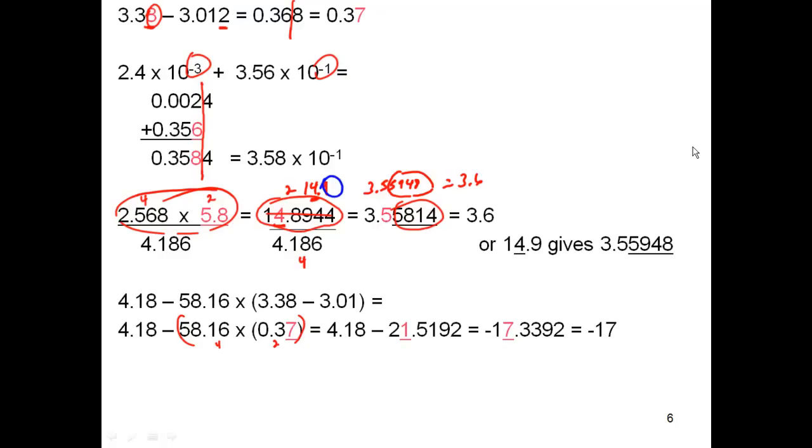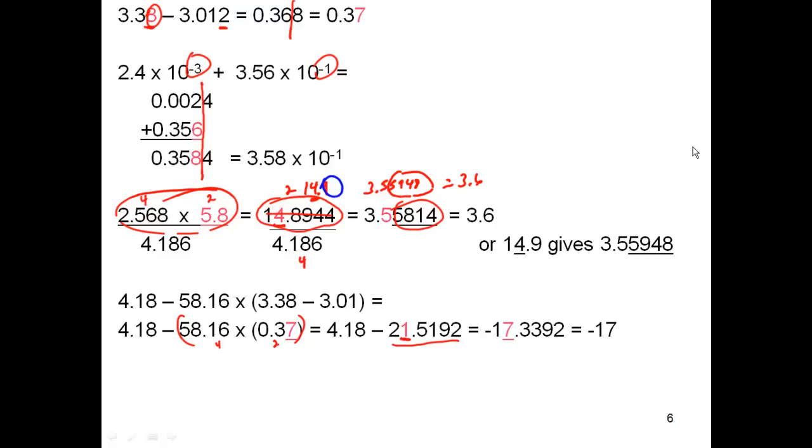Multiply those numbers out, and I get 21.5192. Okay, need 2 sig figs, so I put my line under the 1. The rest, 5192, will be thrown away. I could use all the numbers, or I could have just called it 21.5 if I wanted, carrying just 1 guard digit. Next operation is subtraction, so what dictates that?